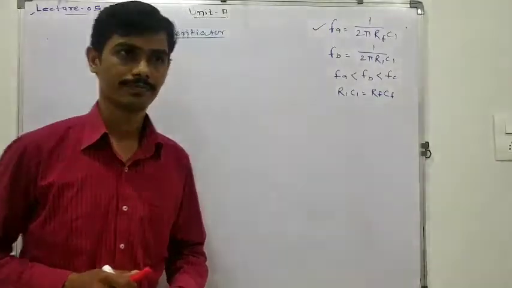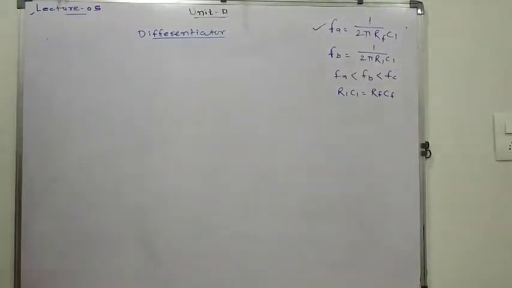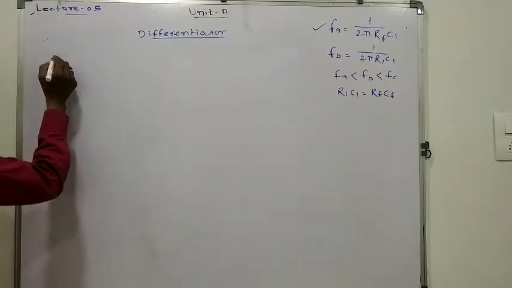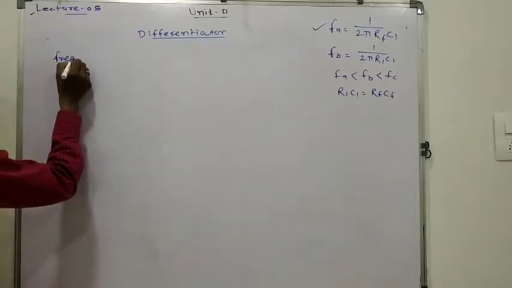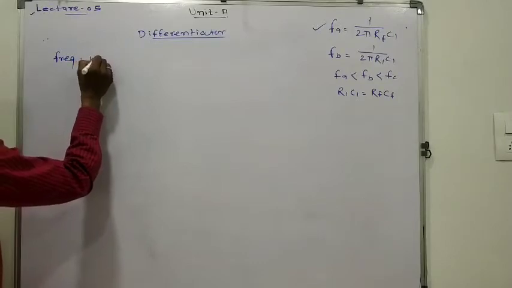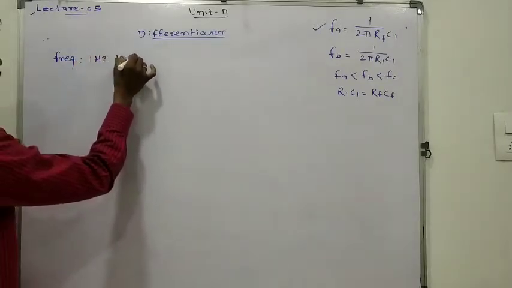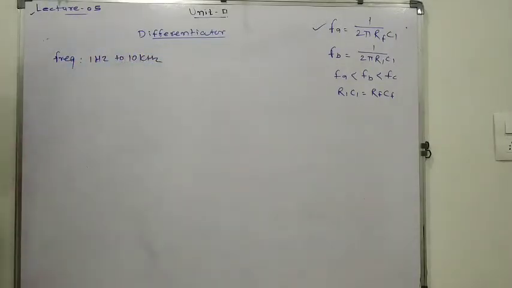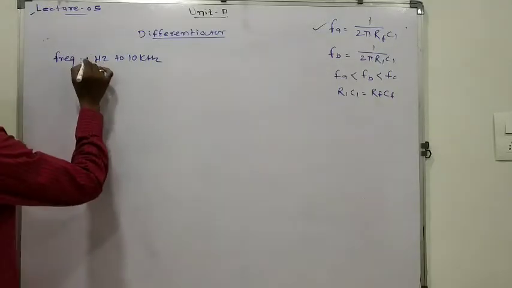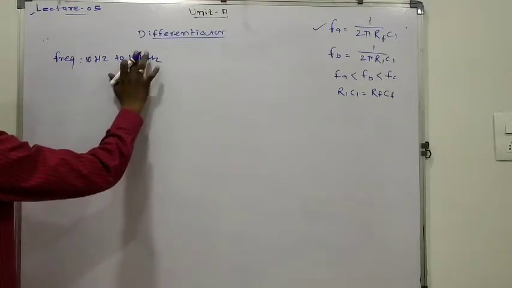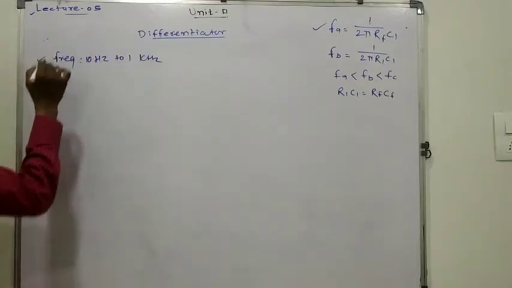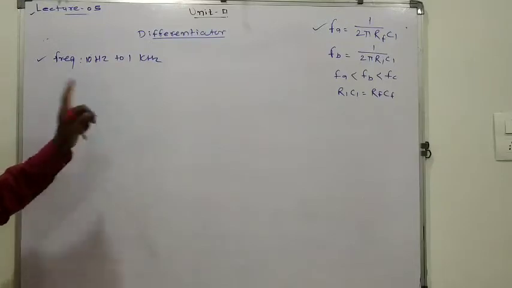what is the shape of the output? So first of all, we write down the given data, that is, frequency varies from 10 Hz to 1 kHz. This is the frequency given, and we have to design a differentiator for this frequency.